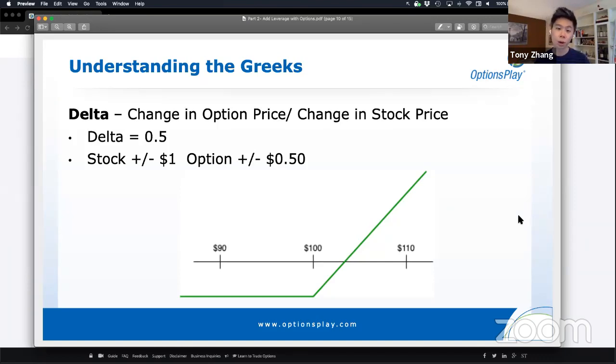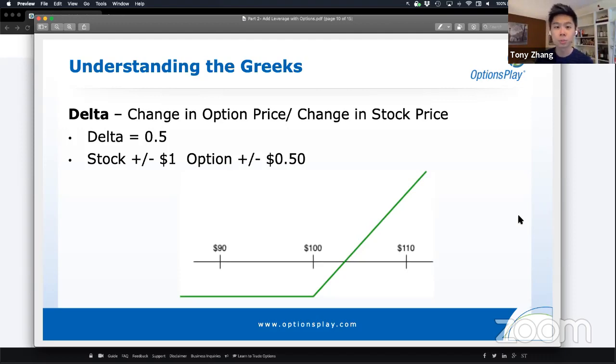But I find that if you understand the Greeks, it makes your selection of options a lot easier. It makes understanding of how a trade is going to work out a lot easier. So it's important, in my opinion, to at least understand it from a conceptual perspective. So first Greek we're going to talk about is delta.